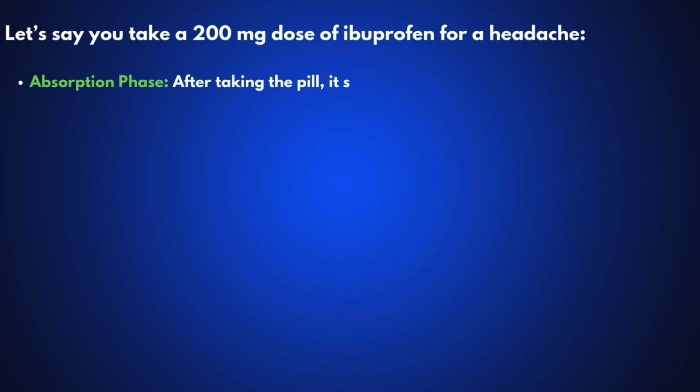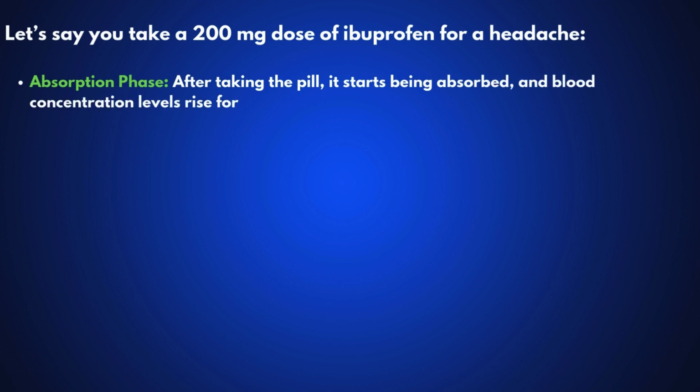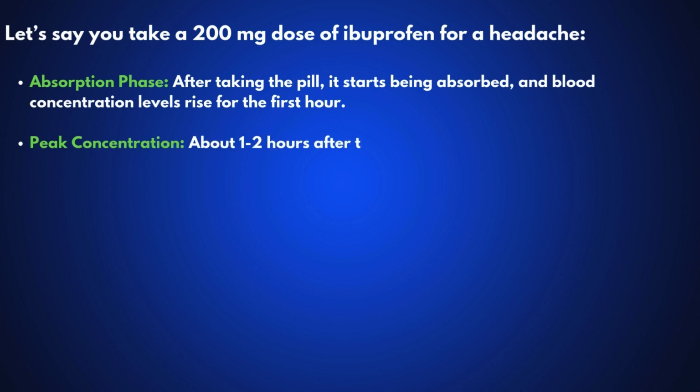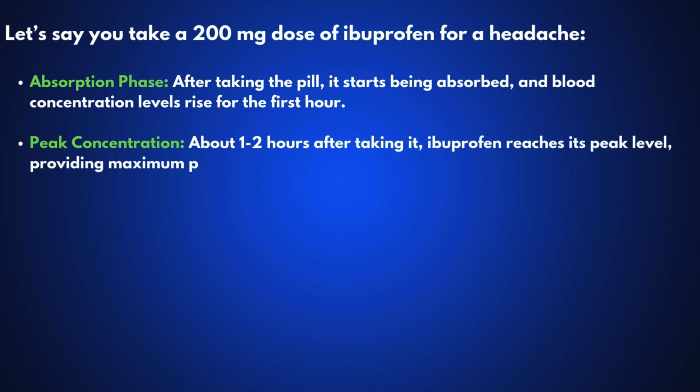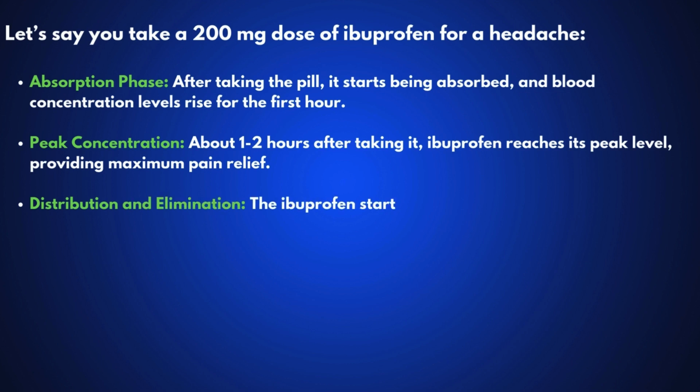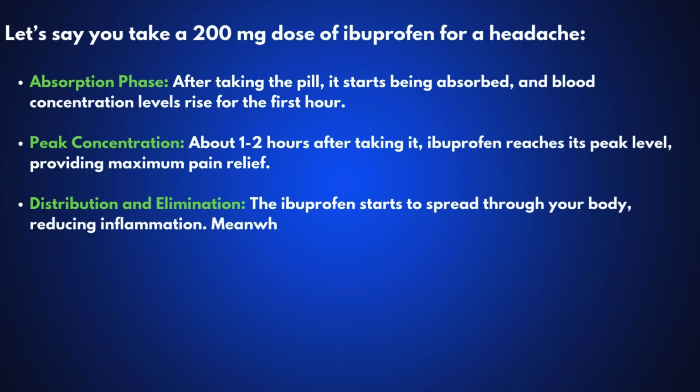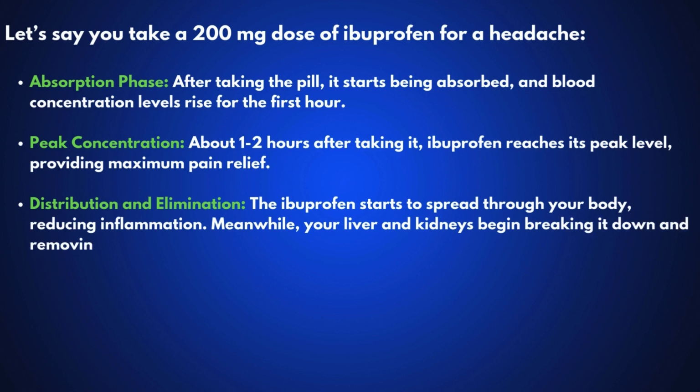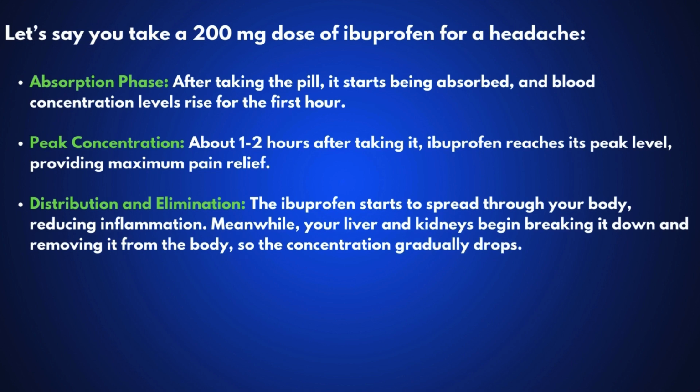After taking the pill, it starts being absorbed and blood concentration levels rise for the first hour. This is absorption phase. About 1 to 2 hours after taking it, ibuprofen reaches its peak level, providing maximum pain relief. This is peak concentration Cmax. During distribution and elimination phase, the ibuprofen starts to spread through your body, reducing inflammation. Meanwhile, your liver and kidneys begin breaking it down and removing it from the body, so the concentration gradually drops.